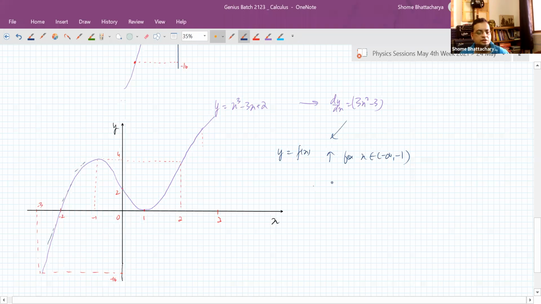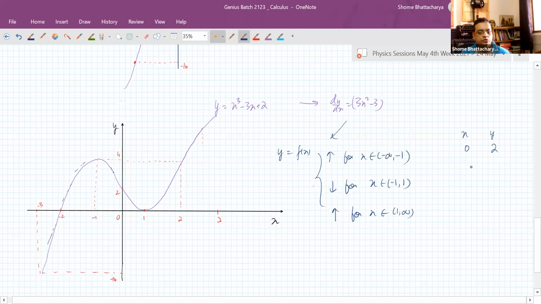Okay. Then again, the function is decreasing as you go from minus 1 to 1. So that is this part. You can see anywhere here, the slope is negative. But then again, the function increases for x going from 1 to infinity. That's one thing. Okay.